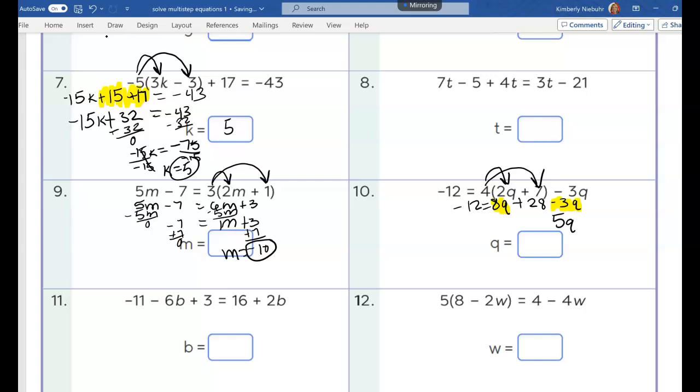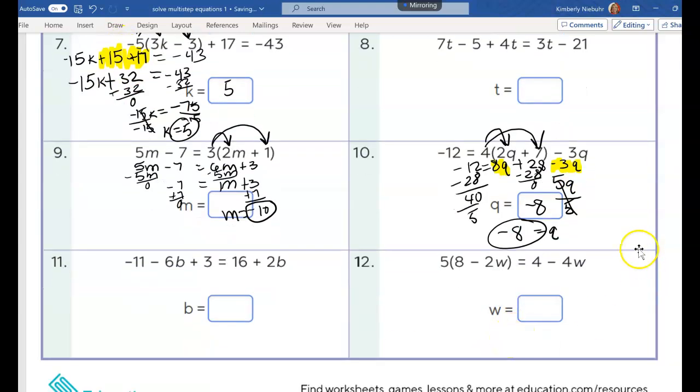We're going to subtract 28. That's going to give us 0. Subtract 28. 28, 38, 39, 40. And 5q, or 5 times q, we're going to do 5 divided by 5. That gives us 1q. And what we do to one side, we do the other. 40 divided by 5, 5, 10, 15, 20, 25, 30, 35, 40. Negative 8. There is our answer, negative 8.